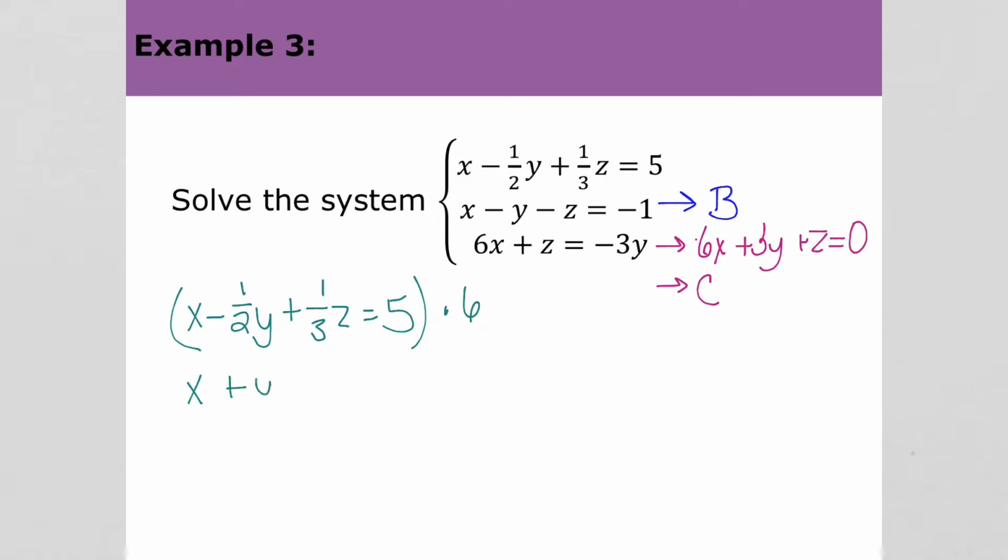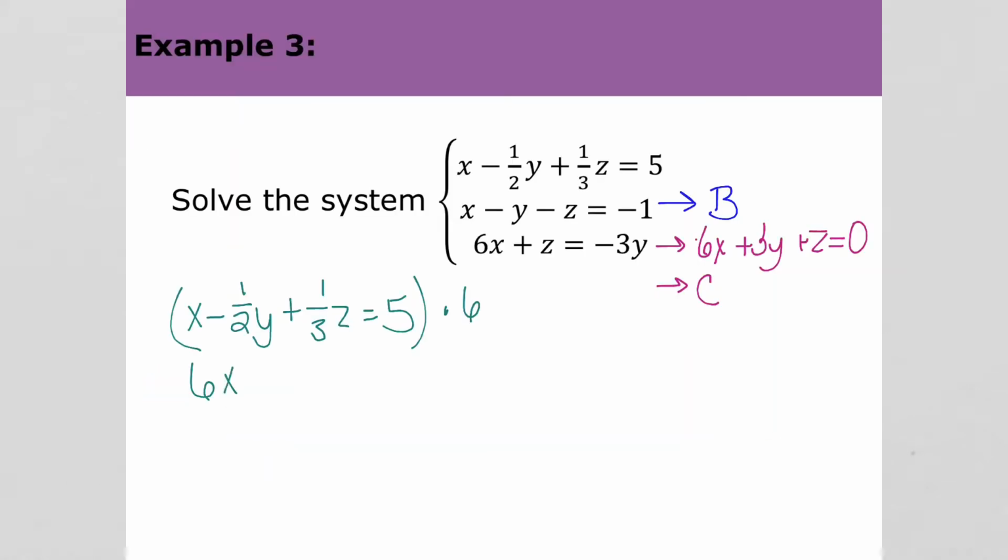6x minus 3y plus 2z equals 30. And so that's going to be our A. Okay. So, we're going to go through and start by getting rid of z.